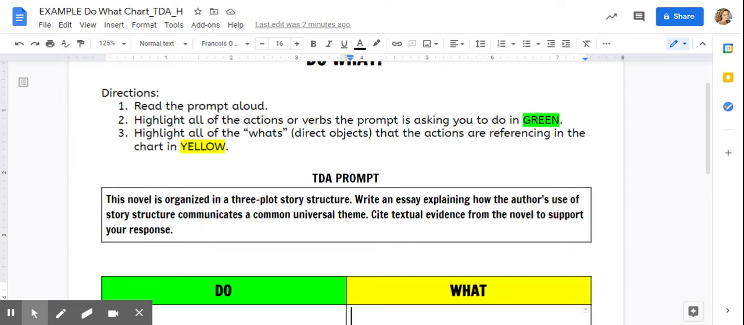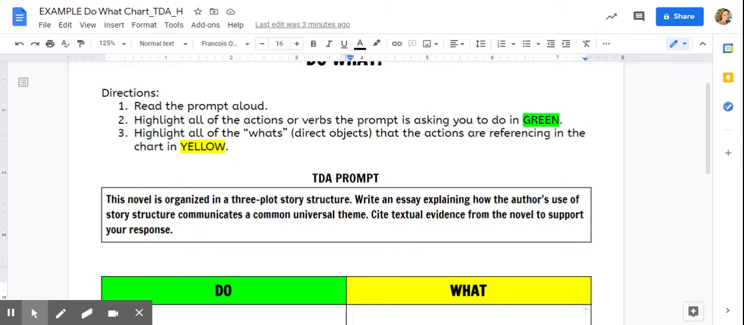The second sentence is where the actual assignment comes in. It says to write an essay explaining how the author's use of story structure communicates a common universal theme. And then the last sentence is cite textual evidence from the novel to support your response.